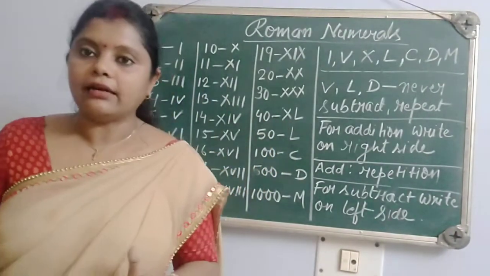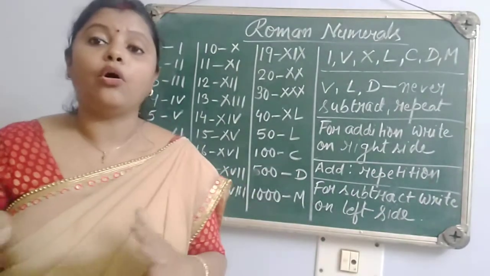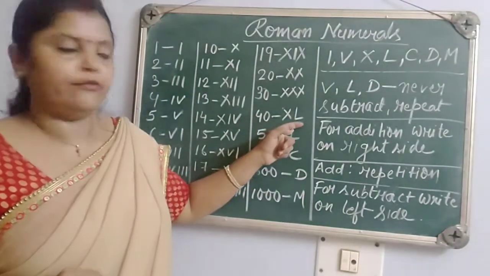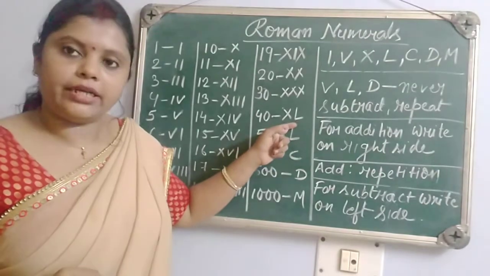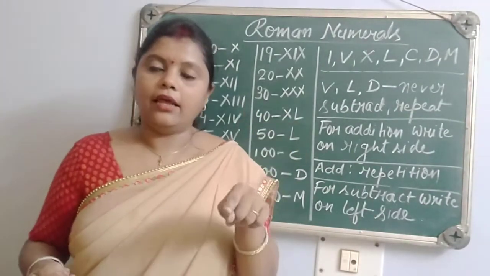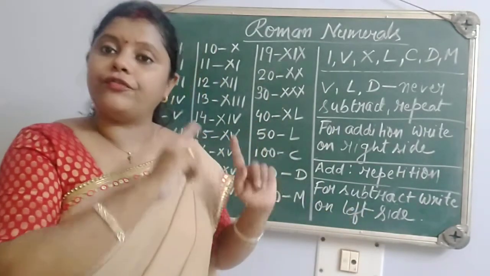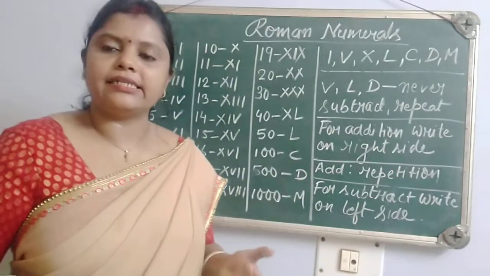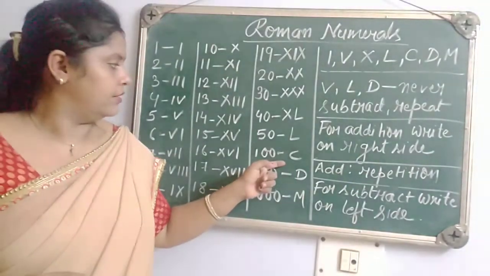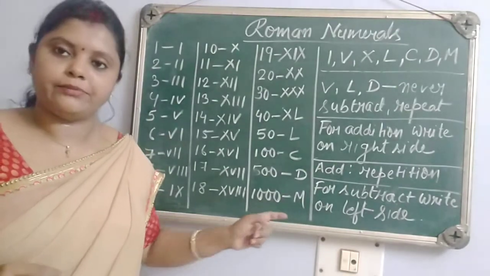We have to just understand the rule so that with the help of this rule, we can easily write any of the answers. Now for this one, 40, what I have told? 50 minus 10. 50 already we are having. If we have to write 60, then L, and on the right side we have to write X. So 50 plus 10 it will become. Then we can write 60, 70, 80 like that. Now 100 we are having C, 500 we are having D, and 1000 we are having M symbol.